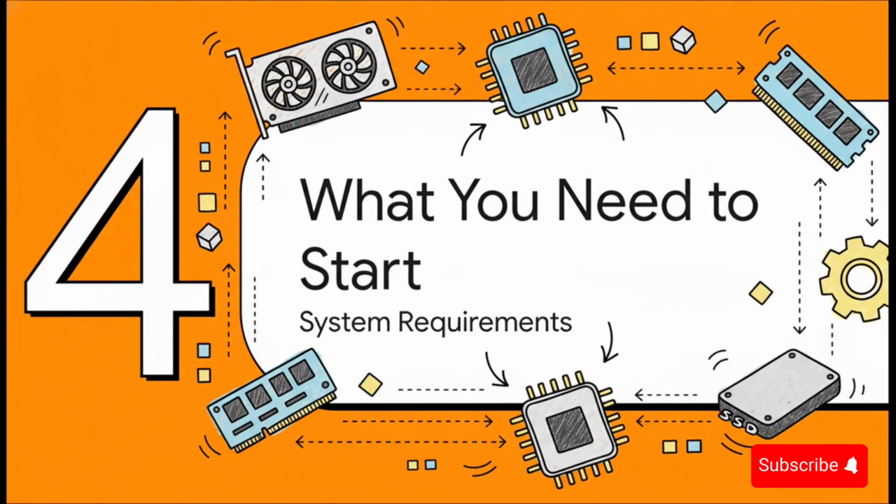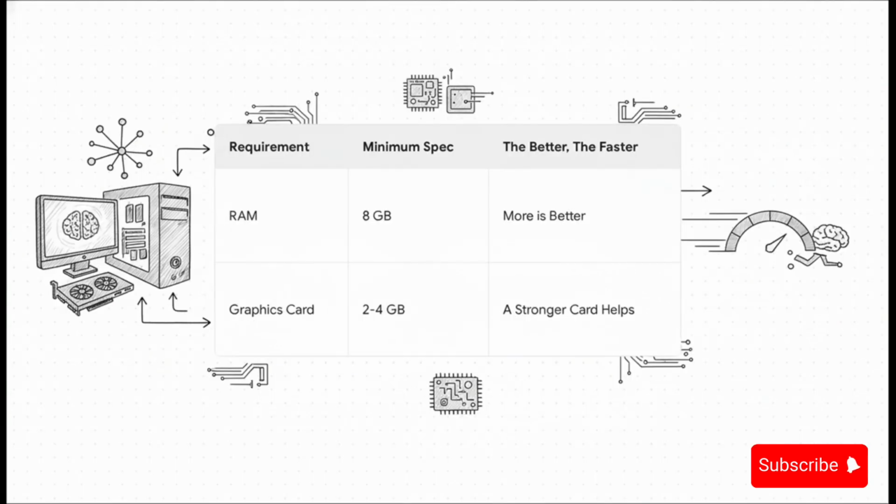Now, I know what you're thinking. This all sounds incredible, but what kind of supercomputer do I need to run it? Let's get practical for a second and look at what you actually need to get started. So here's the good news. The barrier to entry is actually surprisingly low. All you really need to get going is a computer with at least 8 gigs of RAM and a pretty basic graphics card with about 2 to 4 gigs of video memory. Now, of course, the better your hardware, the faster things will run, but you can absolutely get up and running with a fairly modest setup.